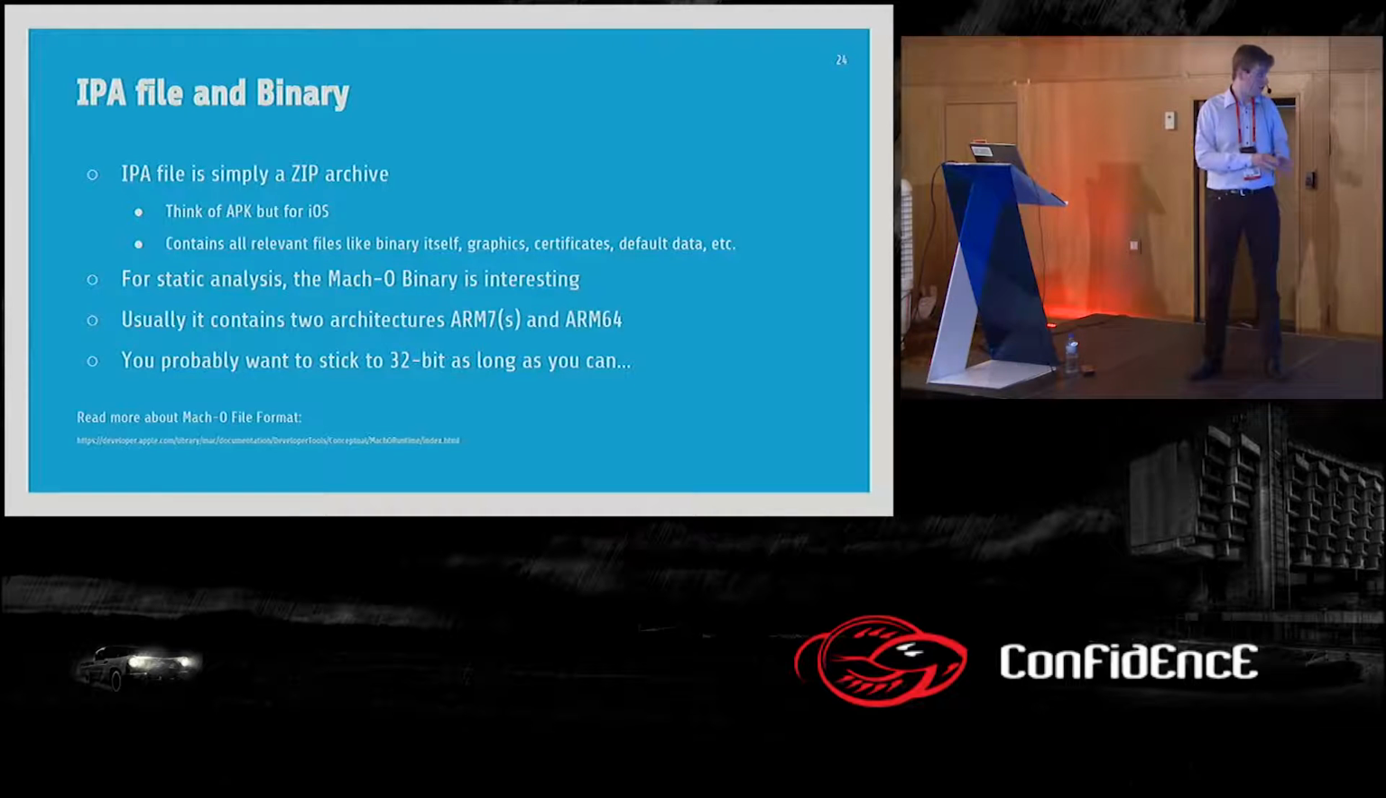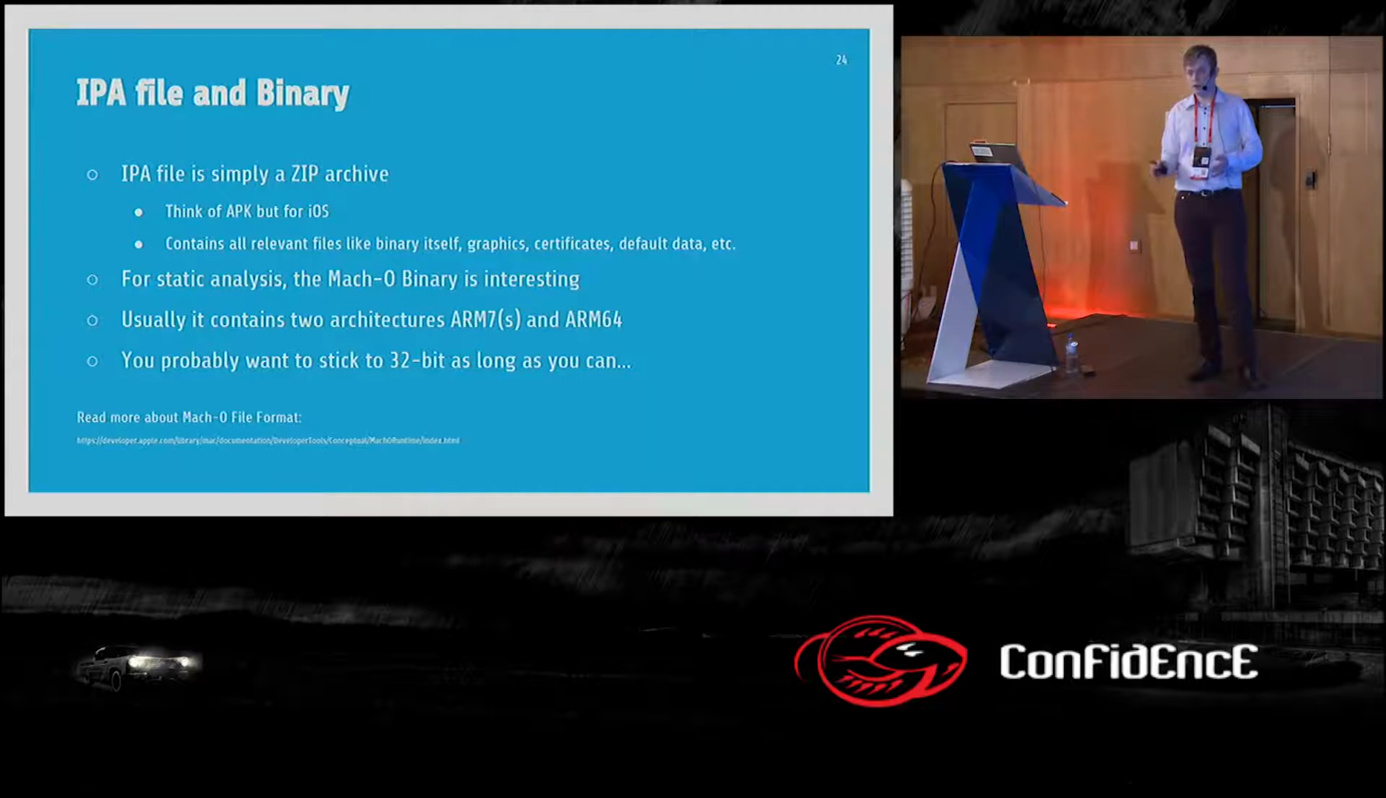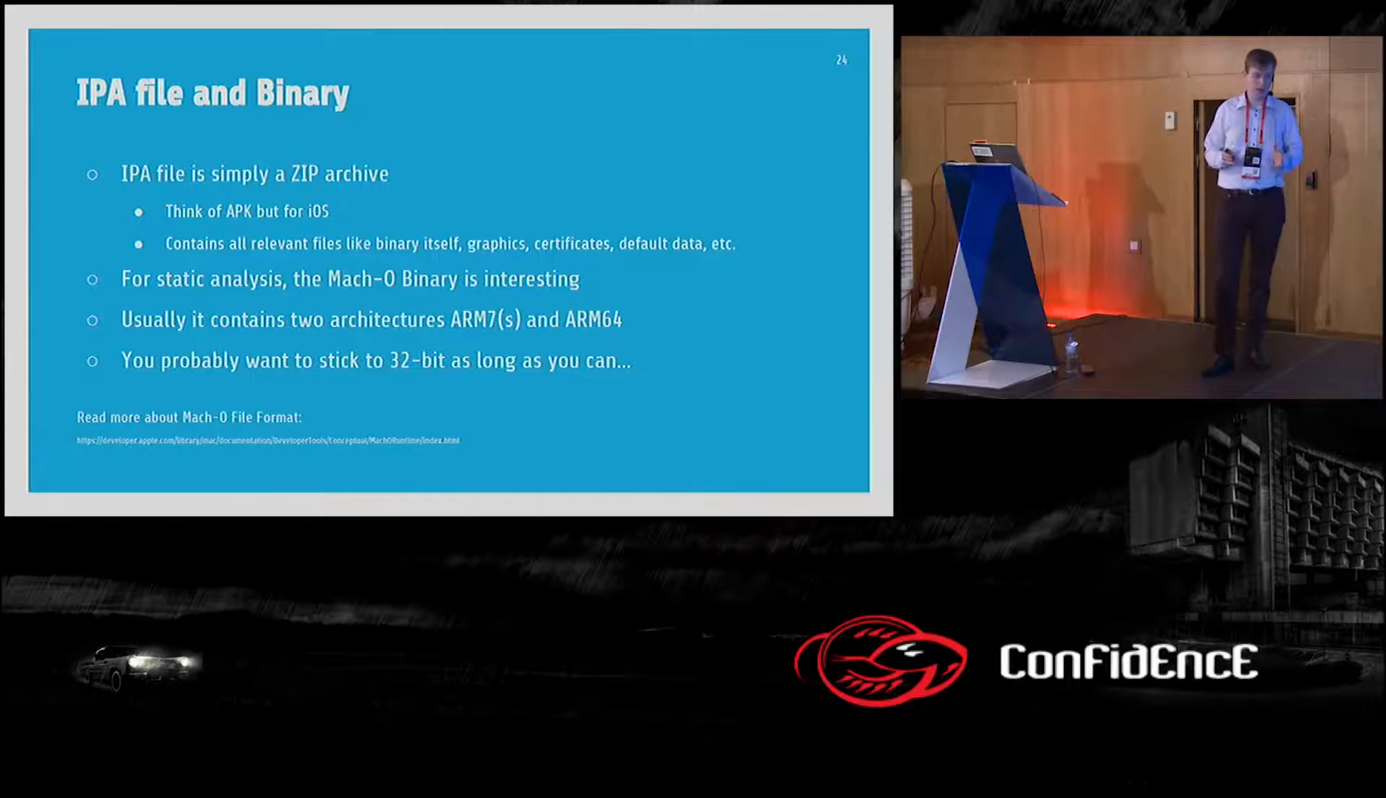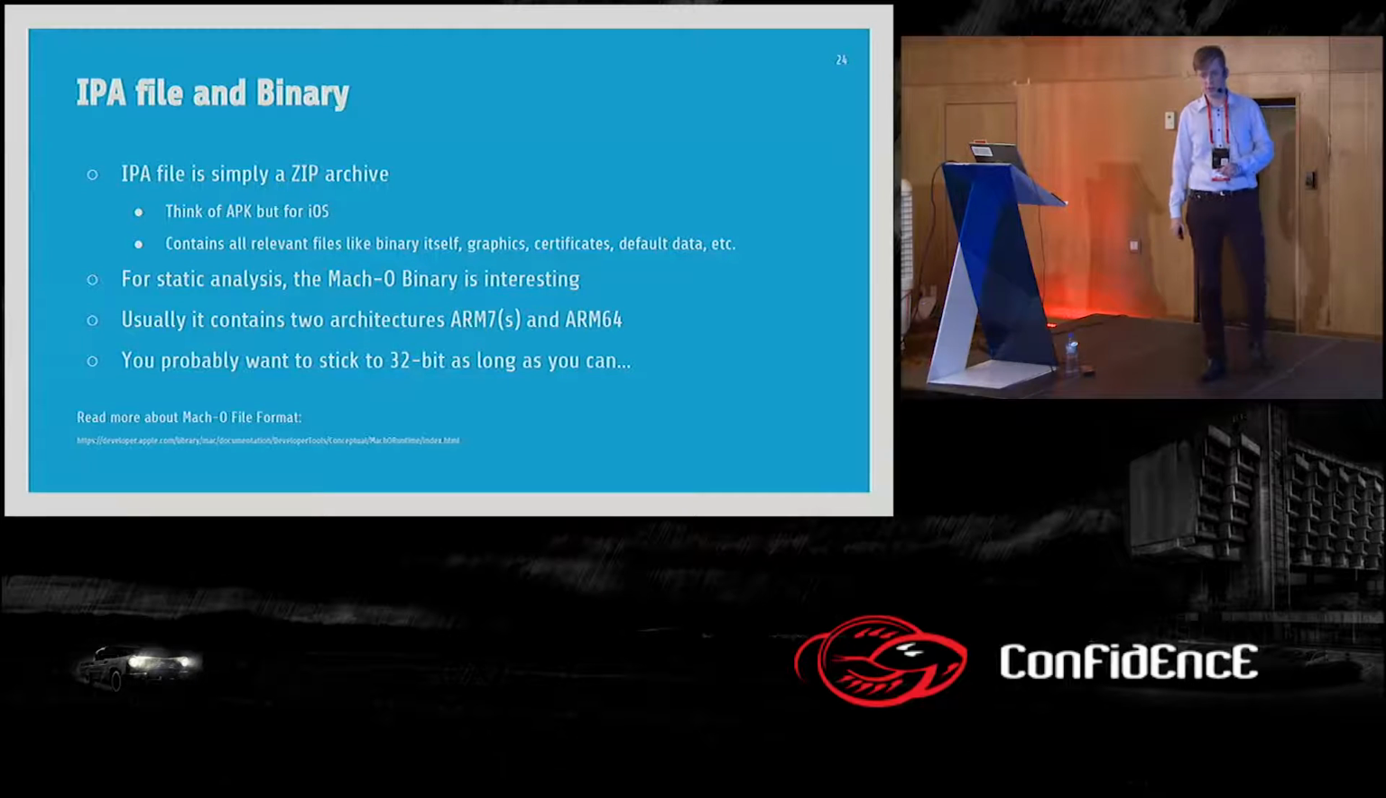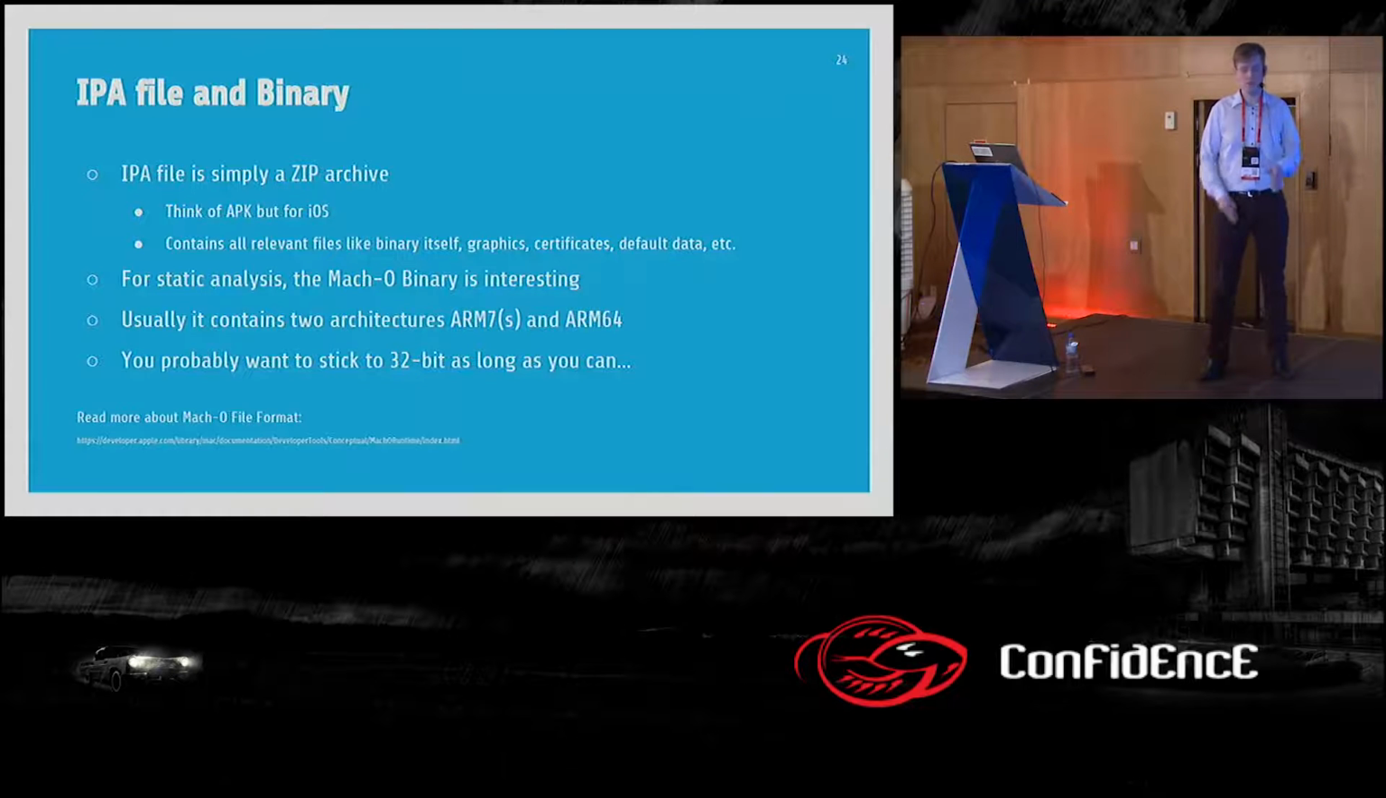We're now focusing on the application. On Android, as some of you know, the applications are packaged in APK files. In iOS, this is an IPA file. IPA is simply a zip archive. You just rename it or you unzip it, and you have the whole bundle. You have the application binary and all the static data that is required for the application, so graphics, certificates, any other code.